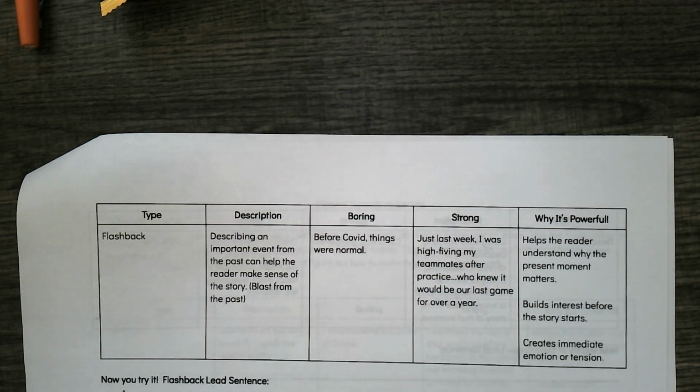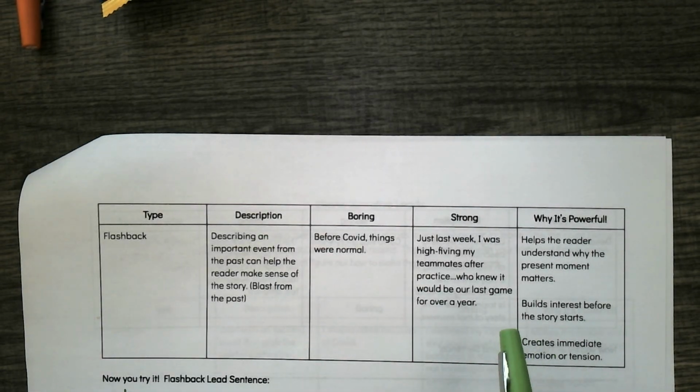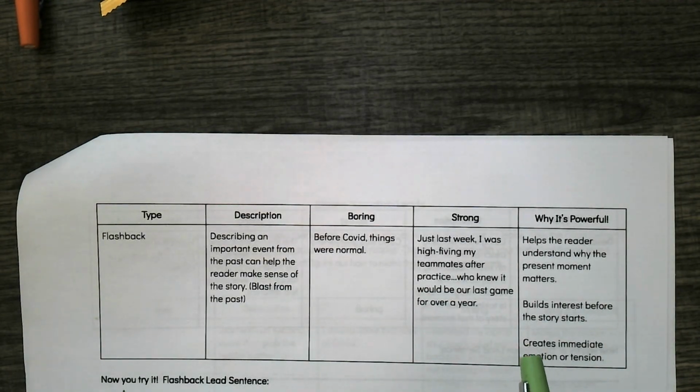So after the writer flashes back and moves forward in the story, the reader's like, oh, that's what's happening. And of course, it's going to make them wonder. It's building interest before the story starts because they're going to wonder, okay, what made this happen? And so it creates immediate emotion or tension even before getting into the heart of the story. It's like getting them riled up.